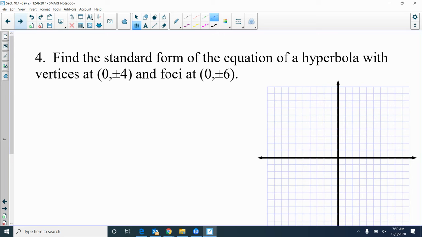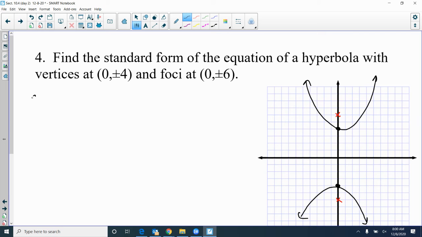Okay, vertices are at 0 plus or minus 4. Foci are at 0 plus or minus 6. I'm telling you it's a hyperbola. First thing you want to figure out is which way does it open? Does it open vertically or does it open horizontally? So our vertices are here and here. My foci are up at 6 and -6. So that tells me that it has to open vertically.